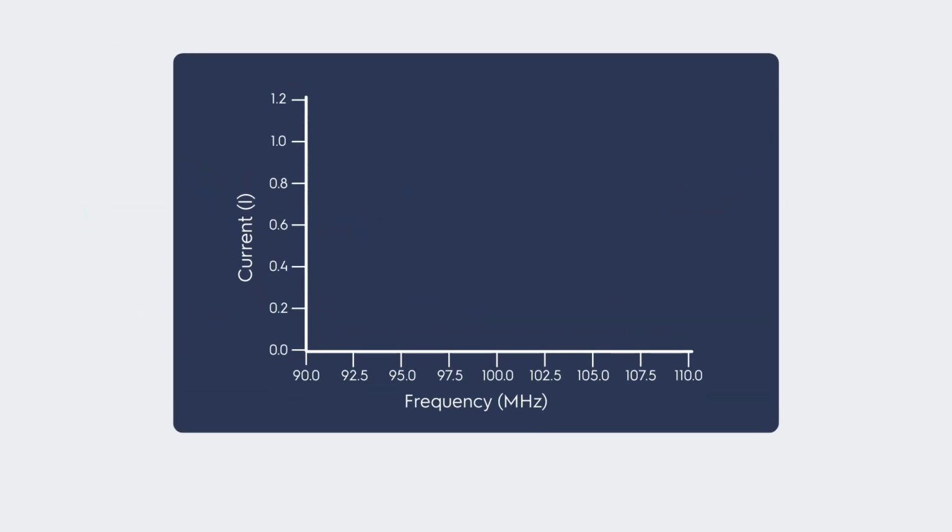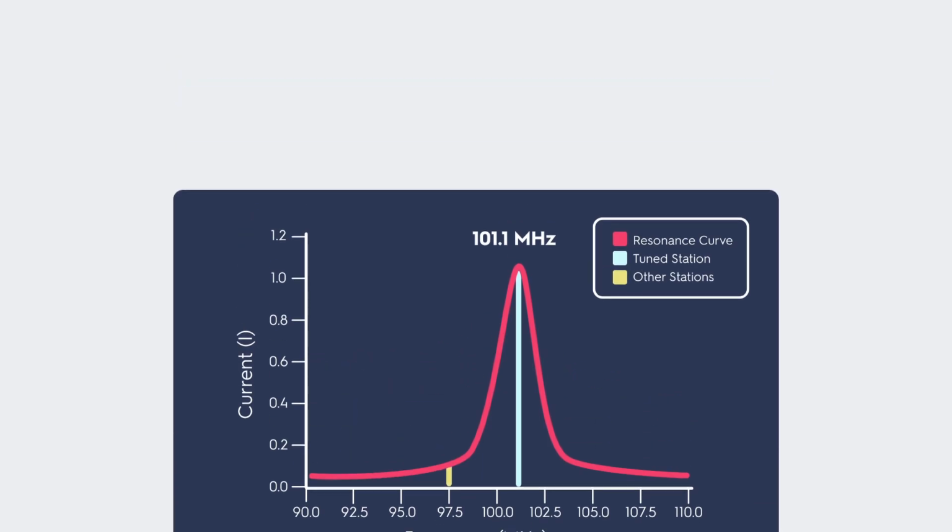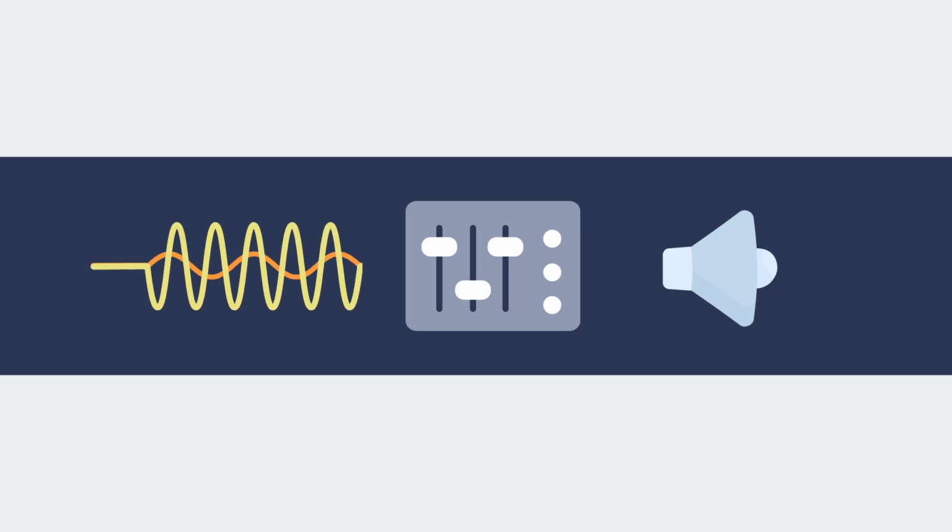But the tuned LCR circuit does choose. If the resonant frequency is set to 101.1 MHz, the circuit produces a large current for that station, while producing a much smaller current for other stations. That stronger, on-frequency signal continues through the radio's detector and amplifier, so you mainly hear station A. The off-frequency station is much weaker at this stage, so it doesn't noticeably affect the output.